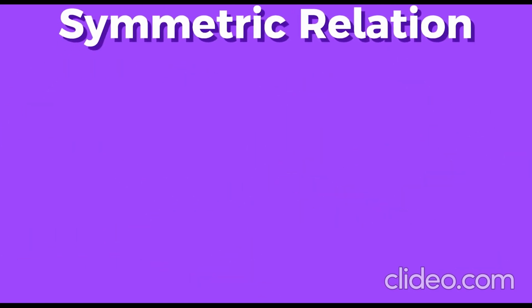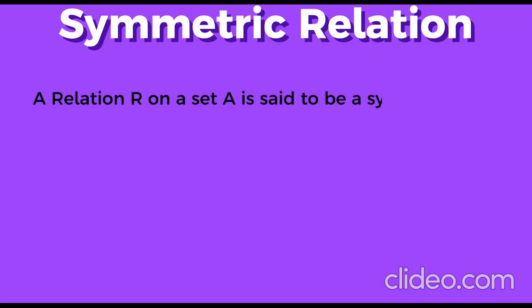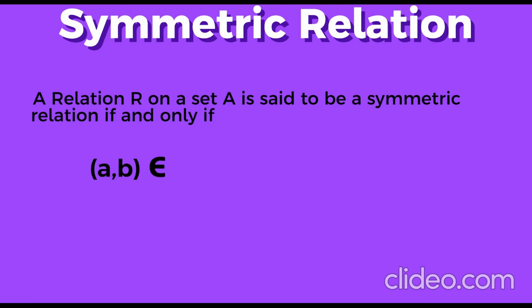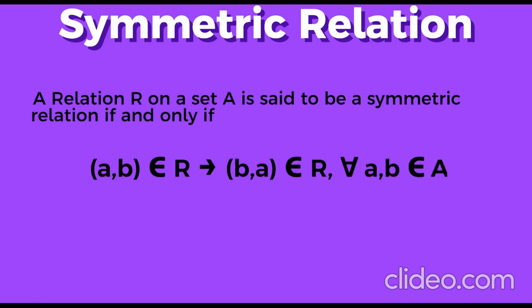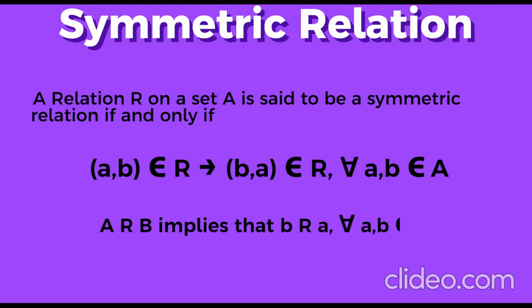The second property is symmetric relation. A relation R on set A is said to be a symmetric relation if and only if (a, b) belongs to R implies that (b, a) belongs to R for all a and b belonging to A. Simply, we can say that a related to b implies that b related to a for all a and b belonging to A.